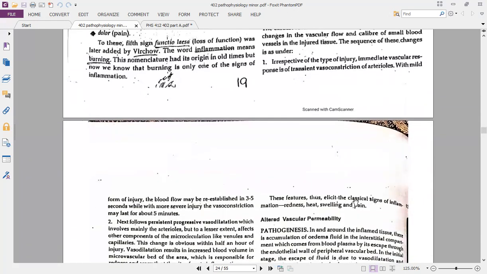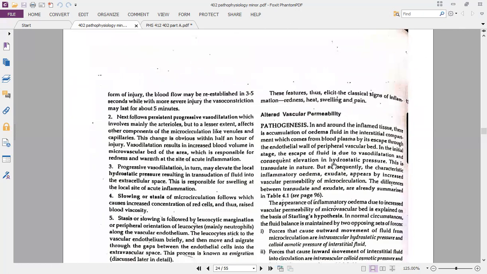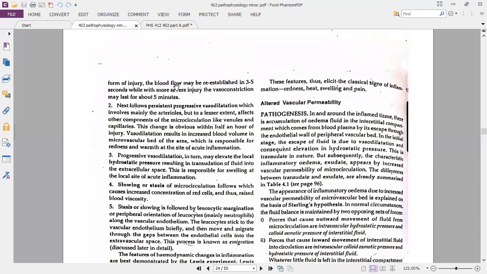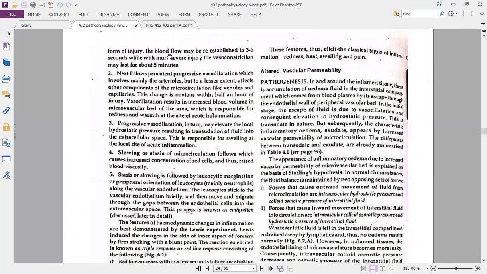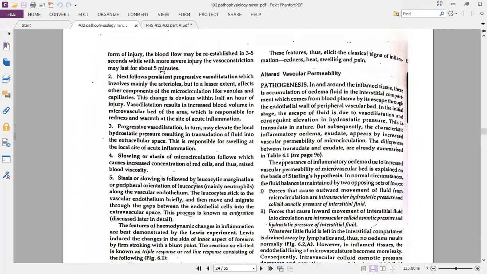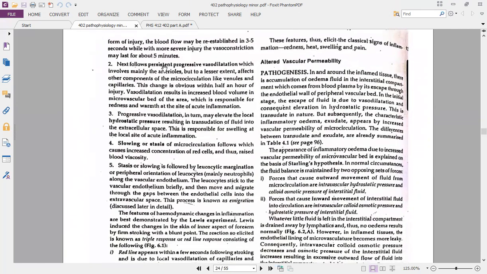So the vasoconstriction occurs in the arterioles at the site of injury, and the blood flow will be slowed down in that region. But within 3 to 5 seconds, or as long as about 5 minutes, the blood flow will be restored to not only normal but more than normal. Next, what follows is persistent progressive vasodilation. This mainly involves arterioles.